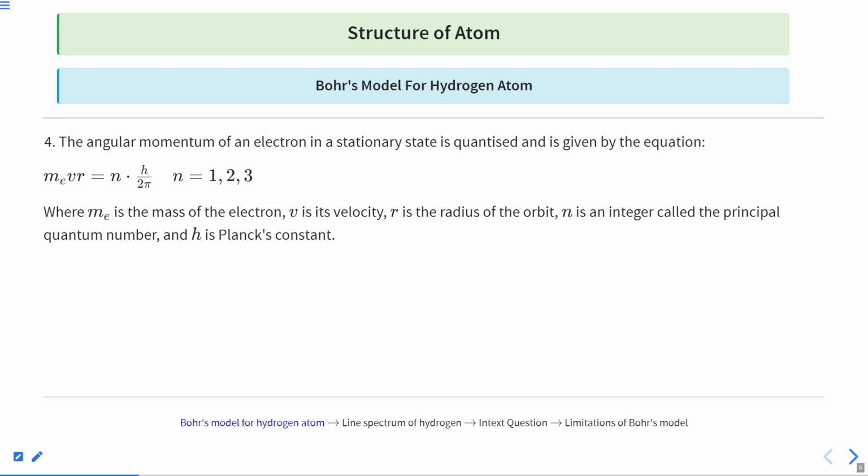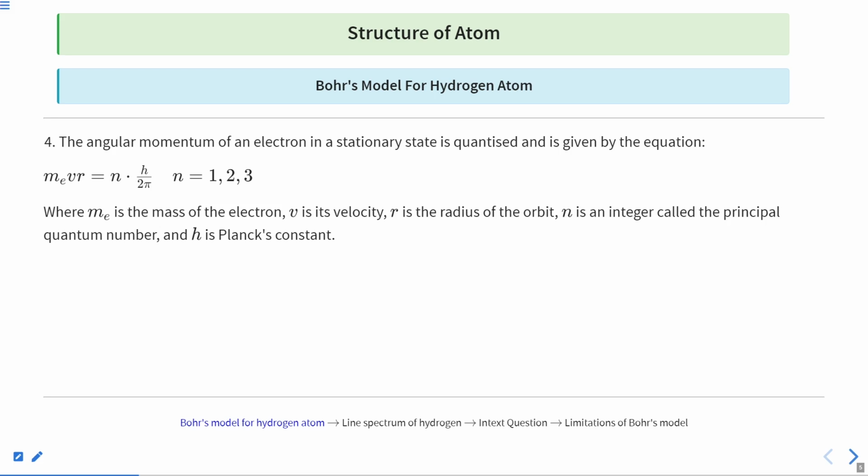n is the principal quantum number and h is Planck's constant. Now, this formula is important because you can be given the mass and the velocity, and be asked in which orbit the electron is revolving.